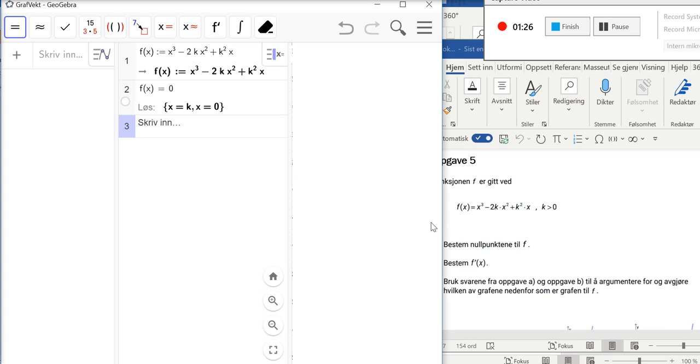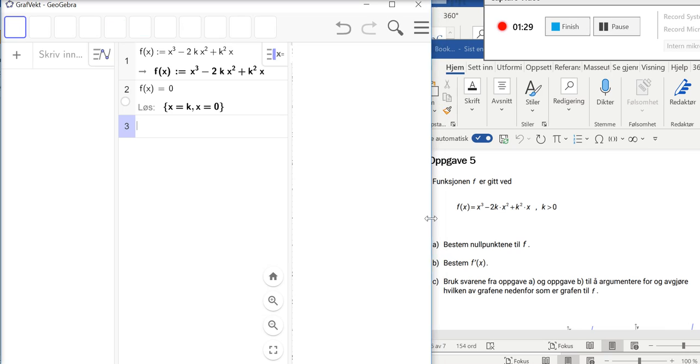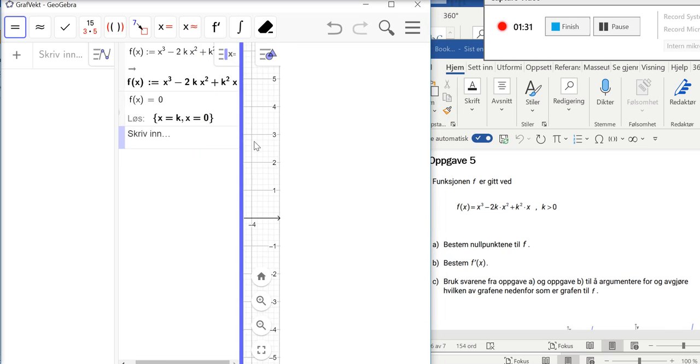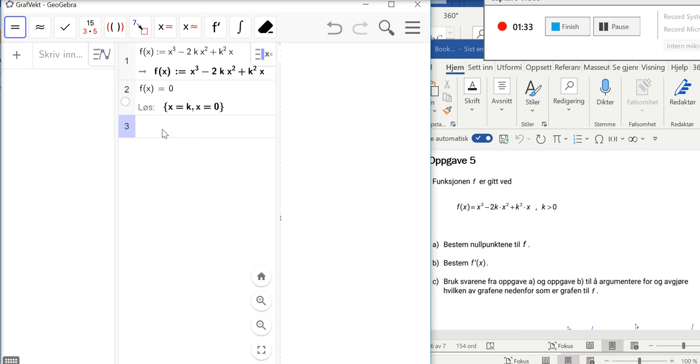And then it says find the derivative of the function, and that is of course easy, just f derivative of x, press enter, and that's the derivative, right? So that's the answer on B.